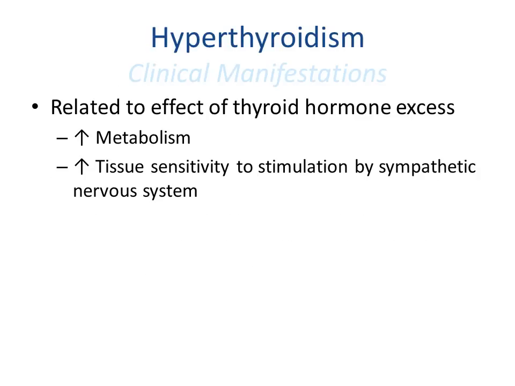Clinical manifestations. How do I know somebody has this excessive thyroid hormone? Hypothyroidism slows everything down. Hyperthyroidism speeds everything up. So metabolism is up. Tissue sensitivity to the catecholamines is up. So that means heart rate's up, blood pressure's up, contractility's up, oxygen consumption's up, GI motility's up.